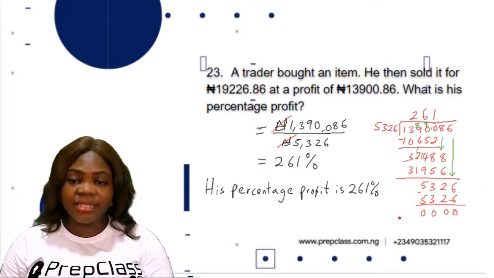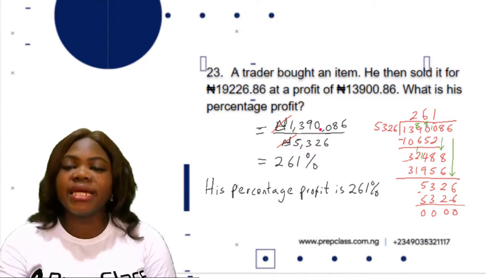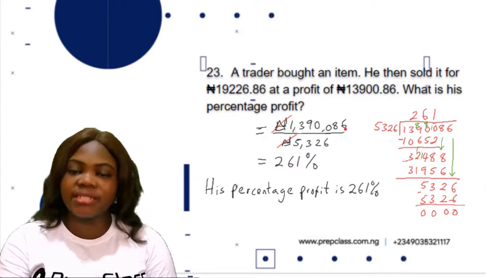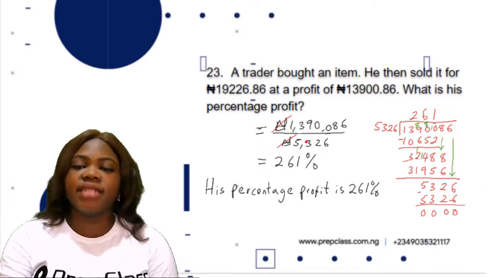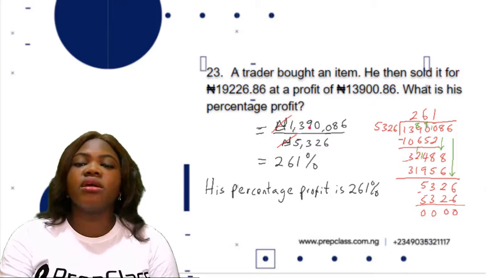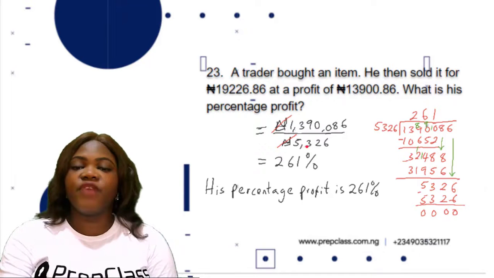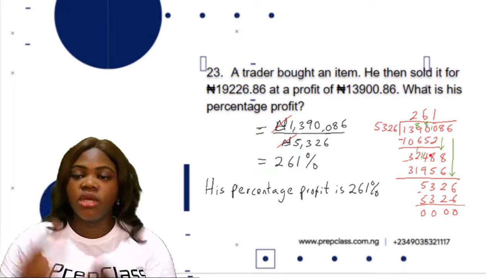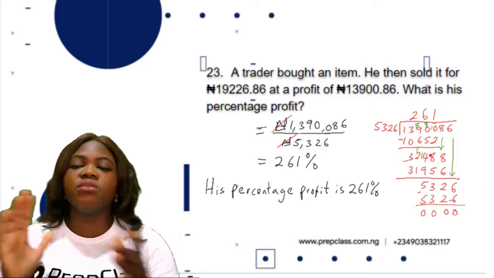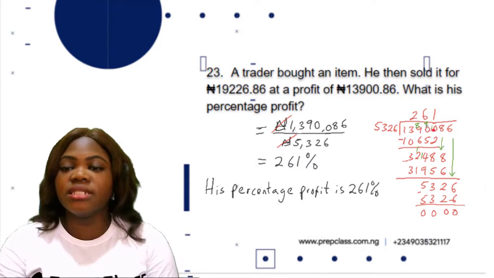Okay, so let's do that here. So we now have 1,390,086 divided by 5,326. Naira cancels naira. That can be done here using the long division method. So the first possible digit that is divisible by 5,326 is 13,900.